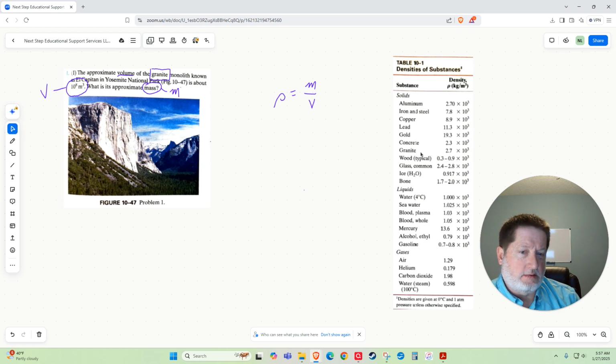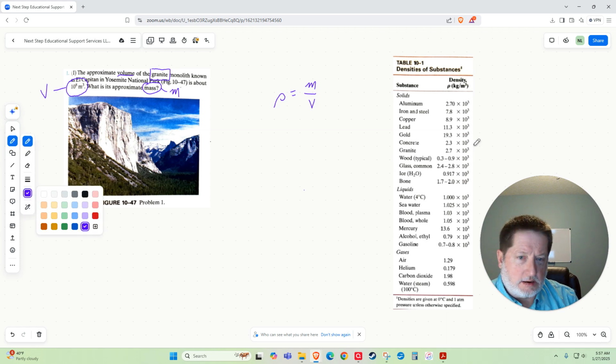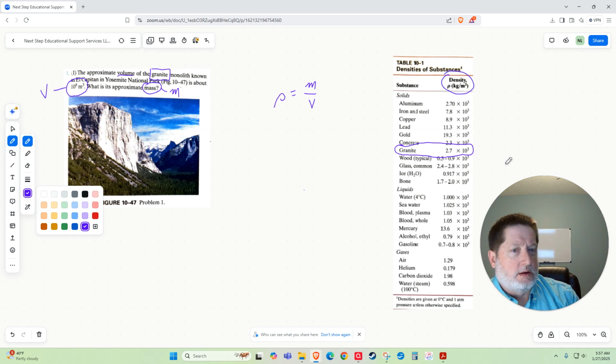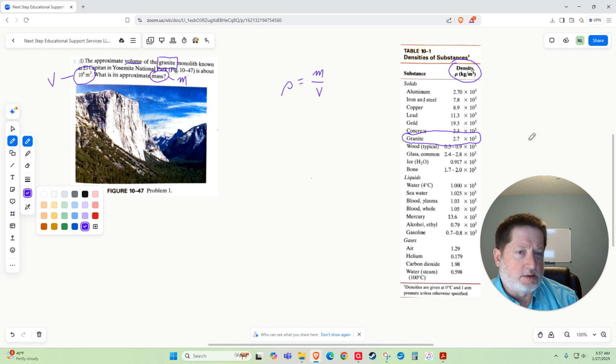In the case of granite, that density is indicated right here. 2.7 times 10 to the third. As always, we've got to be careful of our units to make sure they're compatible or convert them. In this table, the units are given in kilograms per cubic meter. So we have our values now.